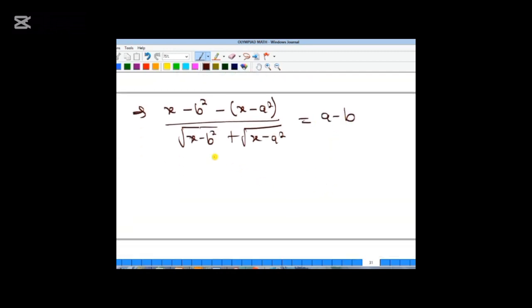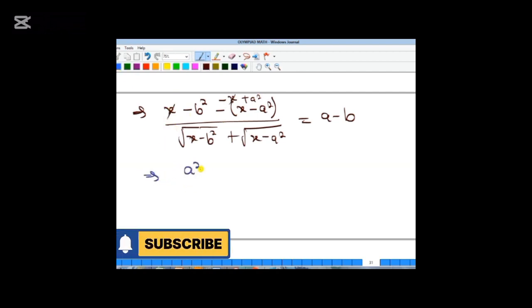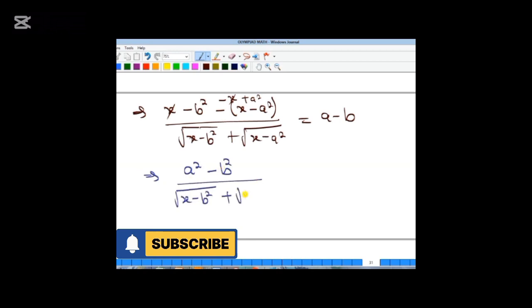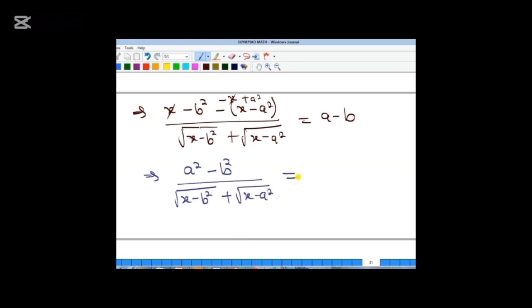Okay, so from here, what are we going to do? We will try to now open this bracket, and by the time we open this bracket, we will get minus x plus a squared. And the minus x will cancel this one, and so what we now will get will be a squared will be positive, so let's bring it to the front, then minus b squared all over. Okay, this is equal to a minus b.